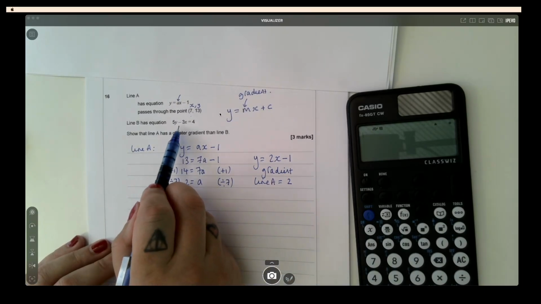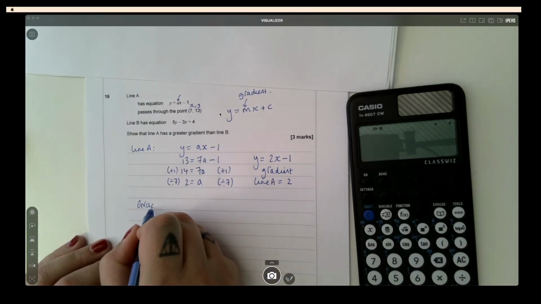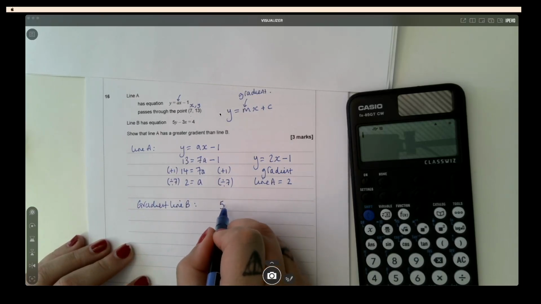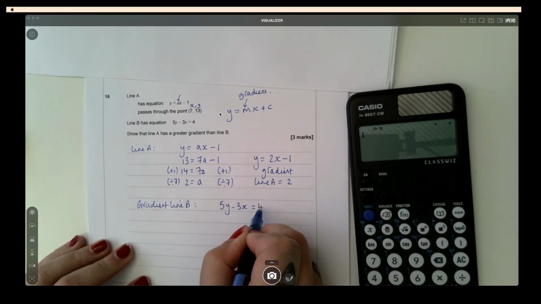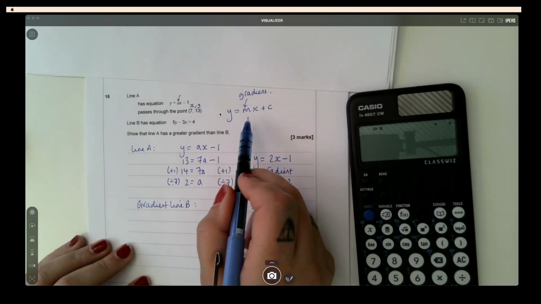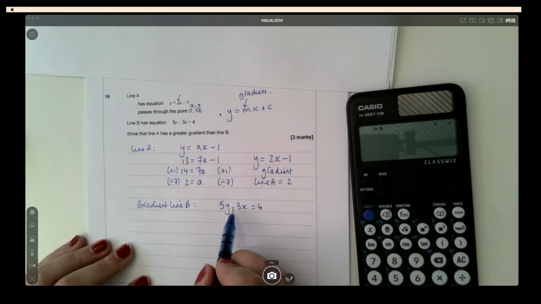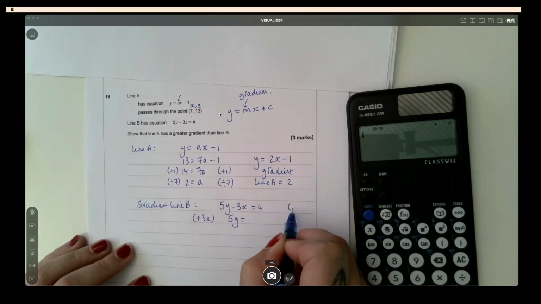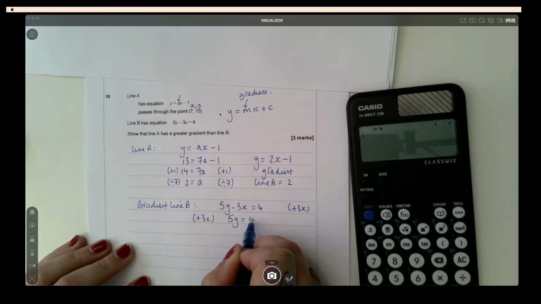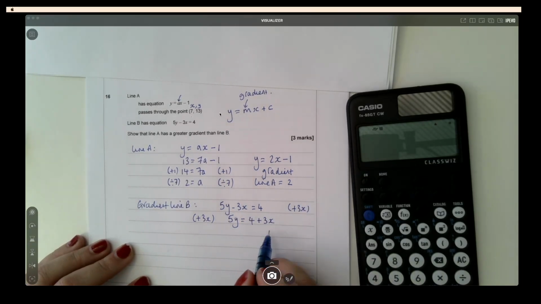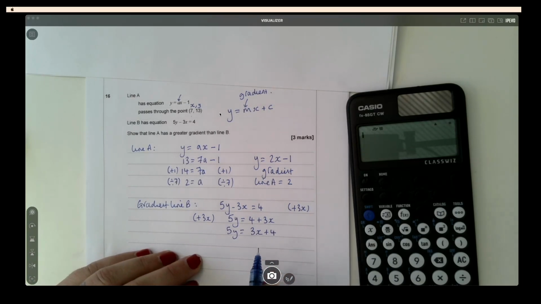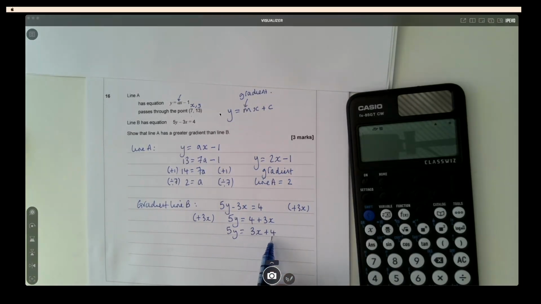Okay, now we need to find the gradient of line B. So we're given 5y subtract 3x equals 4, but it isn't really in this form. So I'm going to rearrange this equation. So I'm going to add 3x to both sides, because then this moves my 3x over to this side. So I'll just rewrite that slightly just to make it make a little bit more sense. So now we've got our mx plus c.